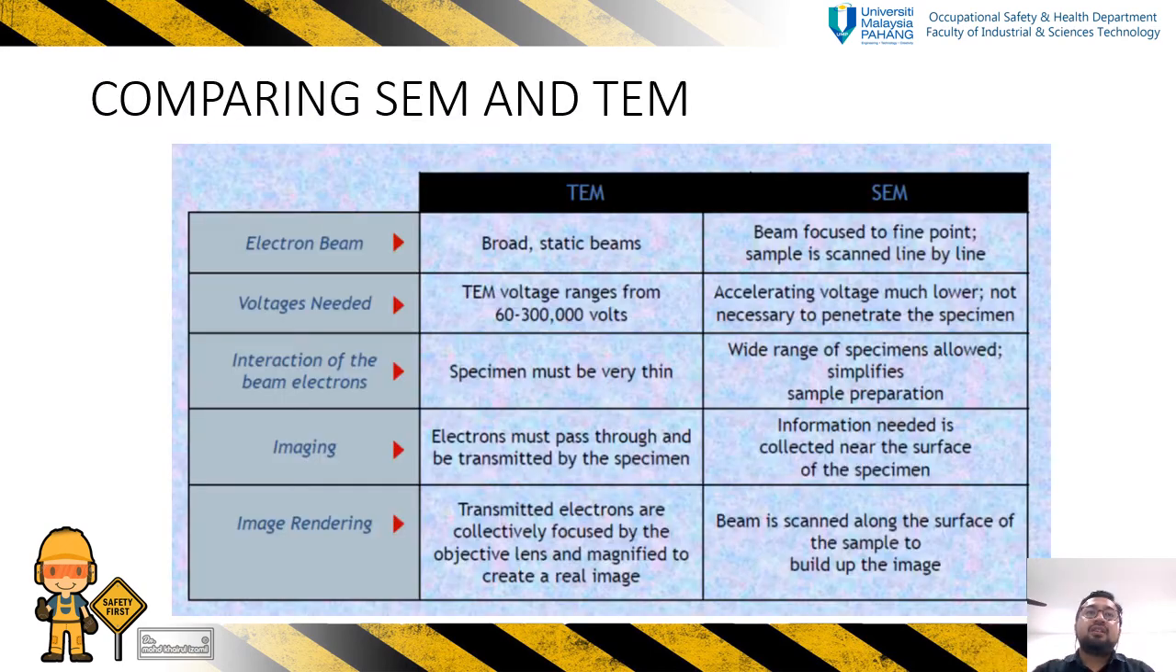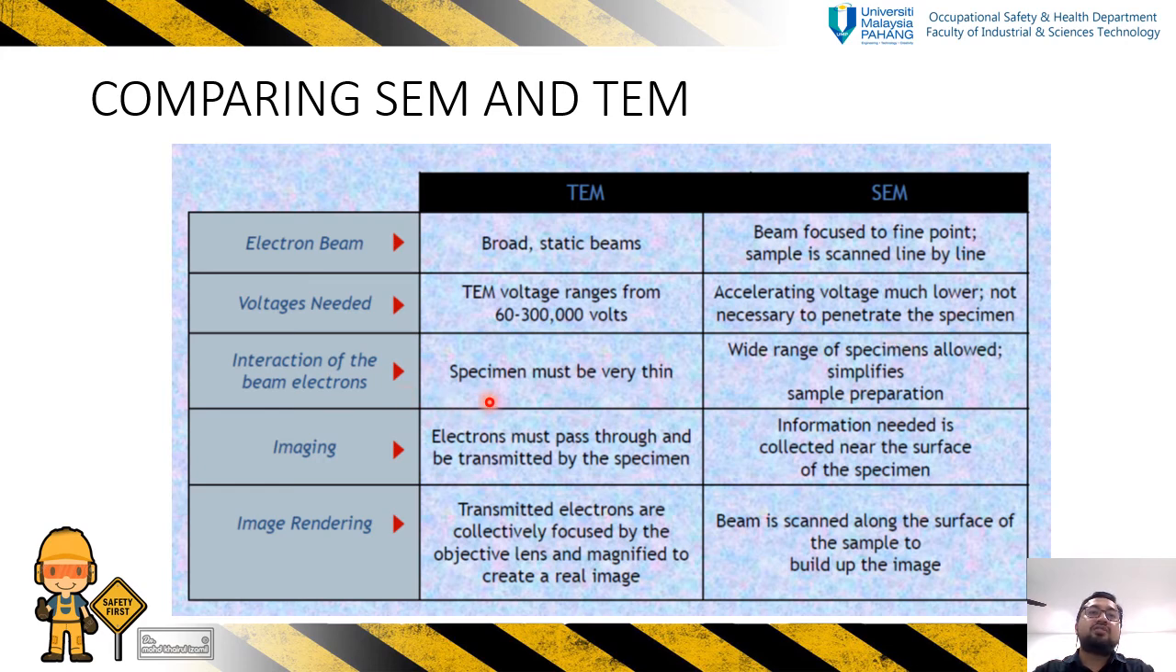Okay. So, comparing SEM and TEM. Ada transmission dengan scanning. Transmission dia broad static beams. Yang ni beams dia tu meluas. Yang ni focus to fine point. Sample is scanned line by line. Okay, sangat detail. Yang ni voltage needed 60 to 300,000 volts. Yang ni accelerating voltage is much lower, not necessary to penetrate the specimen.